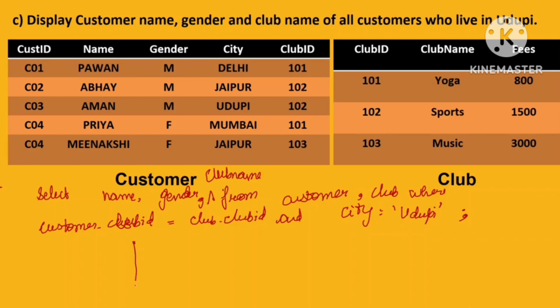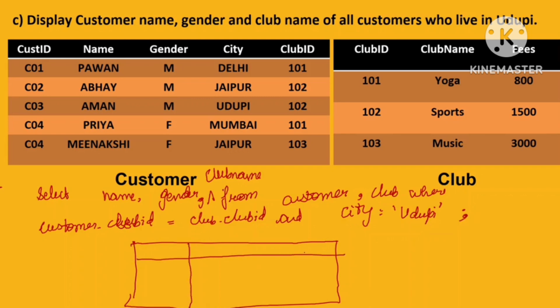Suppose for this query, what will be the output that you want to display? So draw it in the table format. First mention name, then gender, then club name, then output. First you match the club id. Club id, it is matched for 102. Udupi is for 102 only. Aman, male, and sports.